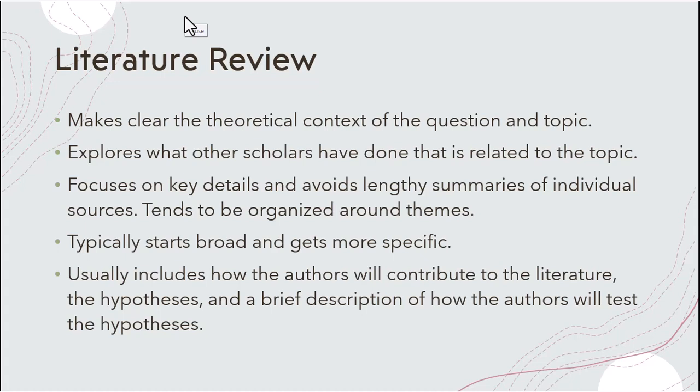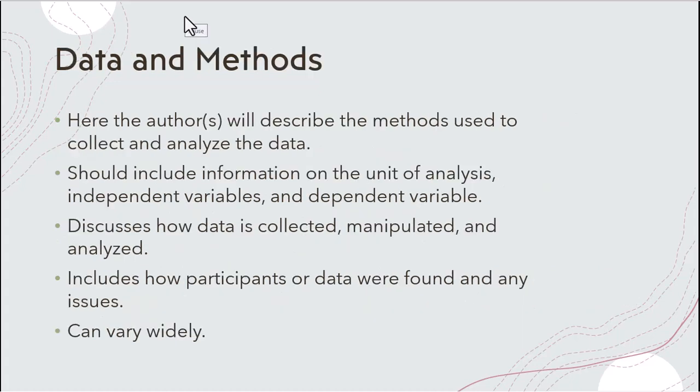Next, research articles typically have a data and methods section where they outline the ways that they're going to collect and analyze the data. This should include information about the unit of analysis, independent variables, dependent variables, sampling frames, and any other methods that are used to collect and analyze the data.